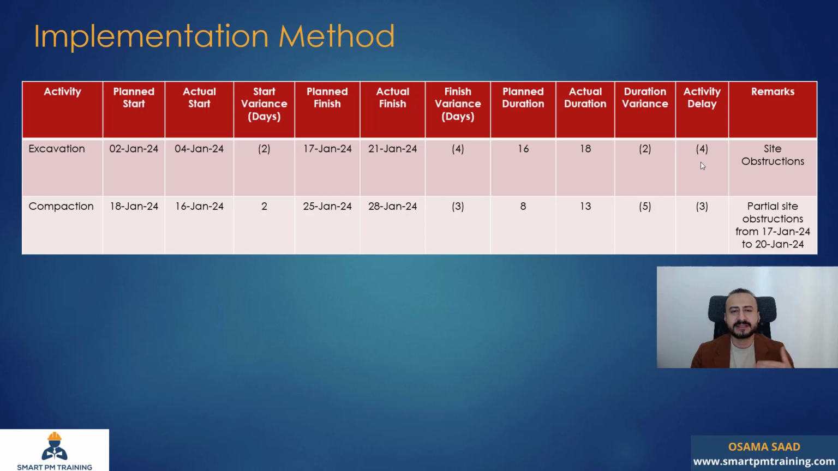So for a delayed start, for example, you can mention remarks like site obstructions, or maybe some disruption by the client for 3 days during the activity when it was executed. So there is so much going on here, and I'm going to try to analyze the variance in start, finish, and duration. Comparing planned start versus actual start, the same concept will apply. As you can see, I have 2 days gain.